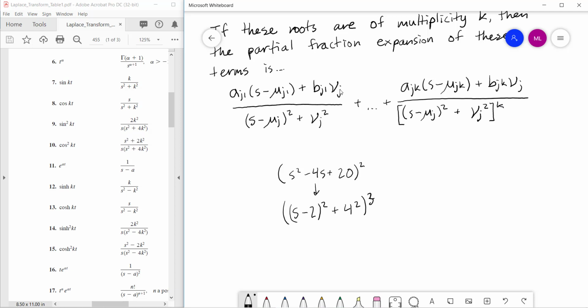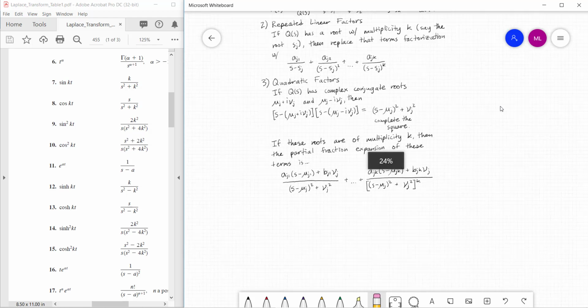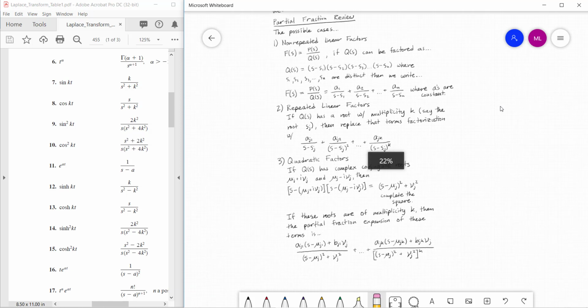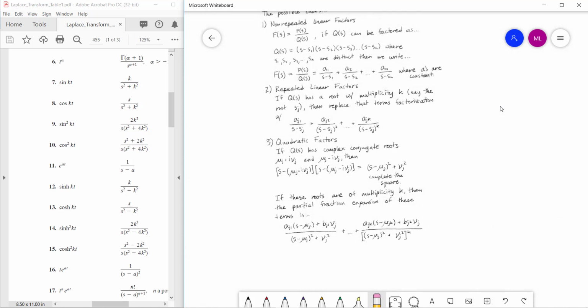We'd have a linear term on top, so you'd guess a linear term over this factored version to the first power, then you'd guess a linear function over this term squared, and then you'd guess a linear function over this term cubed for our last one, all the way up to the power k down here. So again, this looks scary, but when we do these in practice, this will make more sense. So we will do some concrete examples of all of these cases to try to make this a little bit easier to swallow.